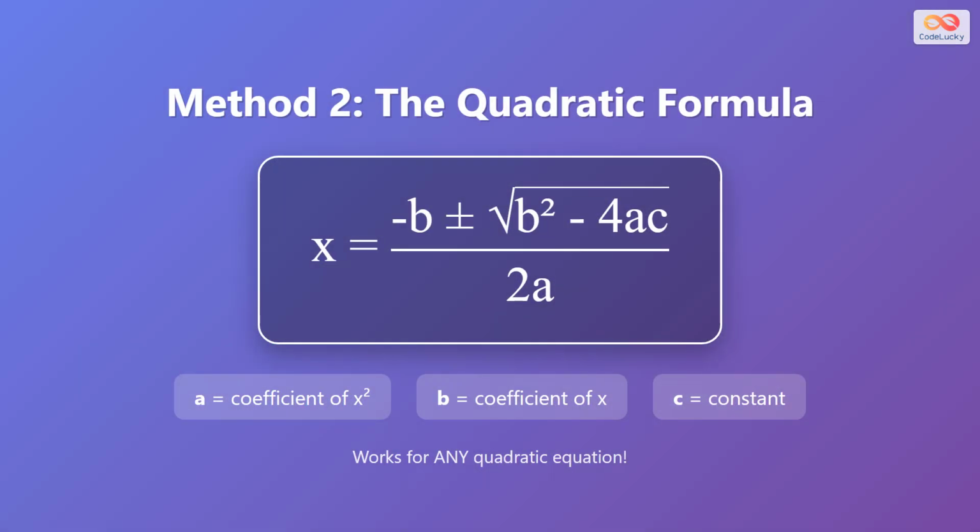Sometimes equations are messy and don't factor easily. In those cases, we use the quadratic formula. It works for every single quadratic equation. The formula is x = (-b ± √(b² - 4ac)) / 2a. You just need to plug in the values for a, b, and c.